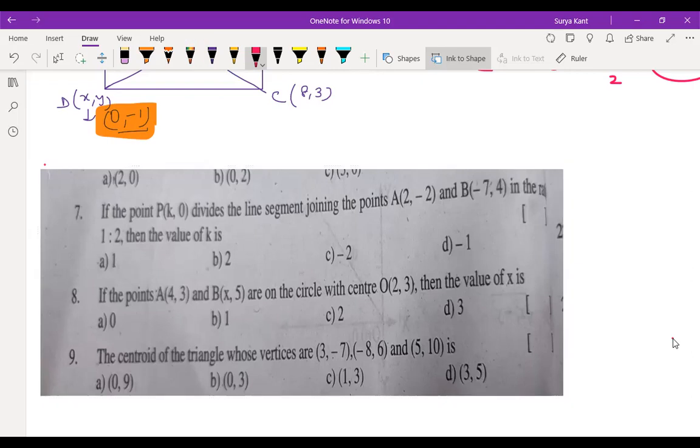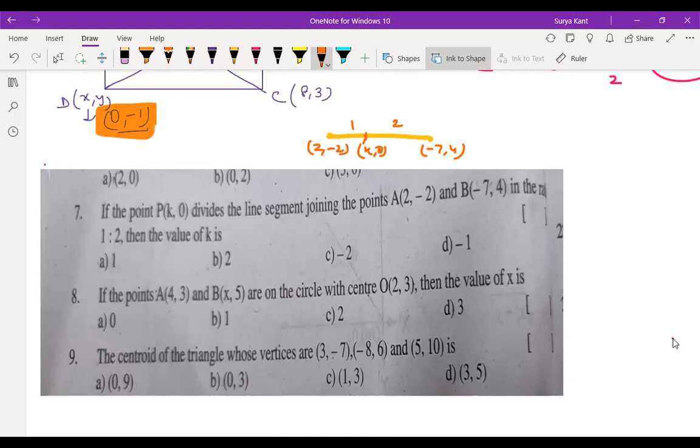Anyone else? See, this is the line segment over here. A, that is 2 comma -2, and B is -7 comma 4. This is the ratio 1:2. And the point P is k comma 0. So this is the easiest question, right? The point P is k comma 0.